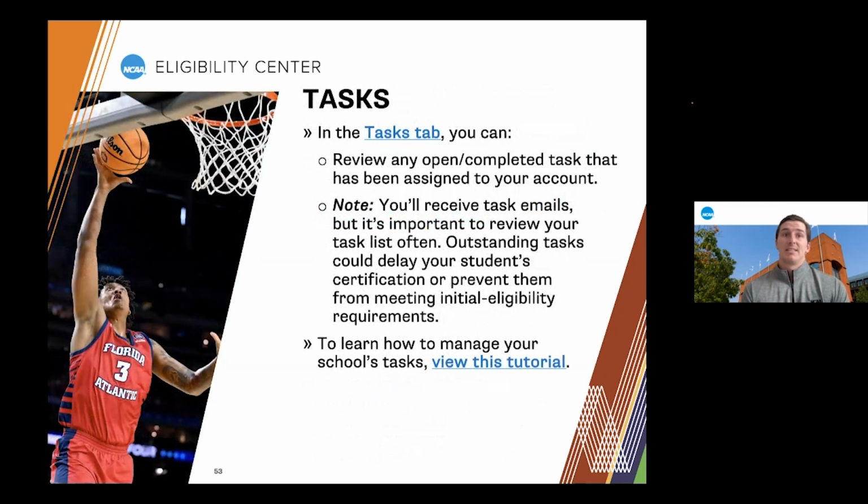Next, the task tab. The Eligibility Center will assign a task to your high school that prompts an email to the email address that you have listed as your contact. It can also be found in the information tab at the top of your high school portal. You can review any open or completed tasks under the tab that have been assigned to your school's account. And again, just a reminder that you will receive an email, but it's important when you're logging into the high school portal to check to see if there are any active tasks in there that require you to provide additional information.